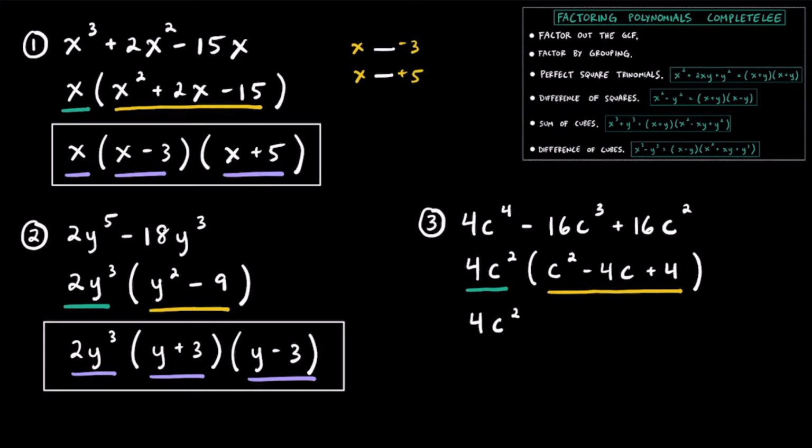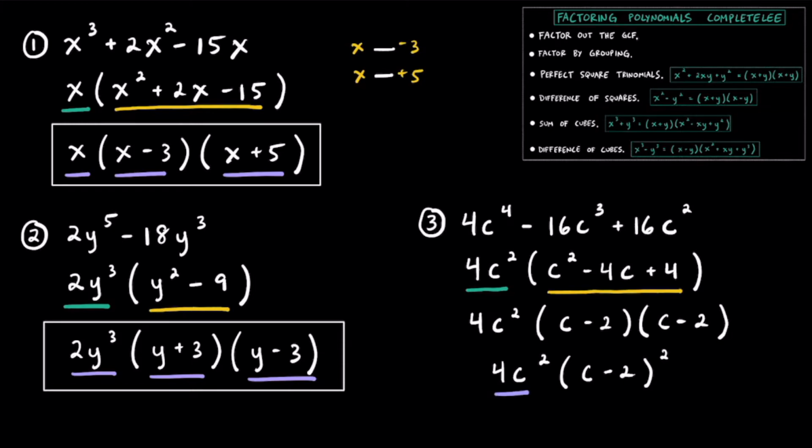So we have 4c squared on the outside, and on the inside we can write c minus 2 multiplied by another c minus 2. Okay, so this is that perfect square trinomial pattern. And if you wanted to, you can even shorten this up a little bit and write 4c squared multiplied by the quantity of c minus 2 squared. This is the same thing, just written a little bit more condensed.